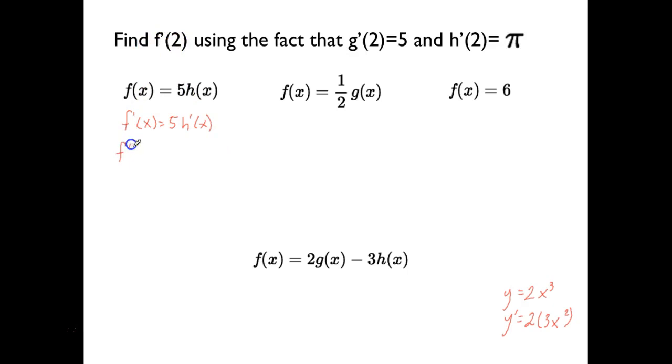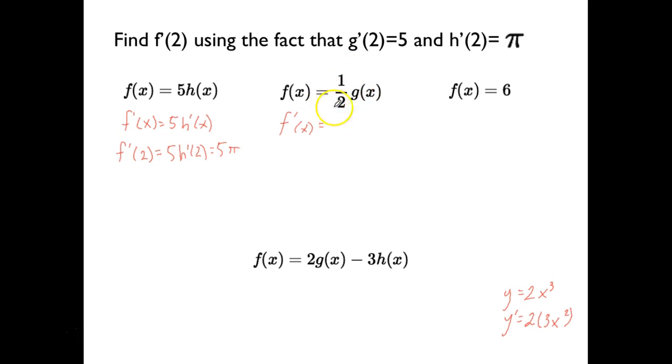So here, let's denote this correctly. f prime of 2 is equal to 5 times h prime of 2. And 5 times h prime of 2 is pi. There we go. The answer to that one is 5 pi. Okay, let's do the derivative of this one.